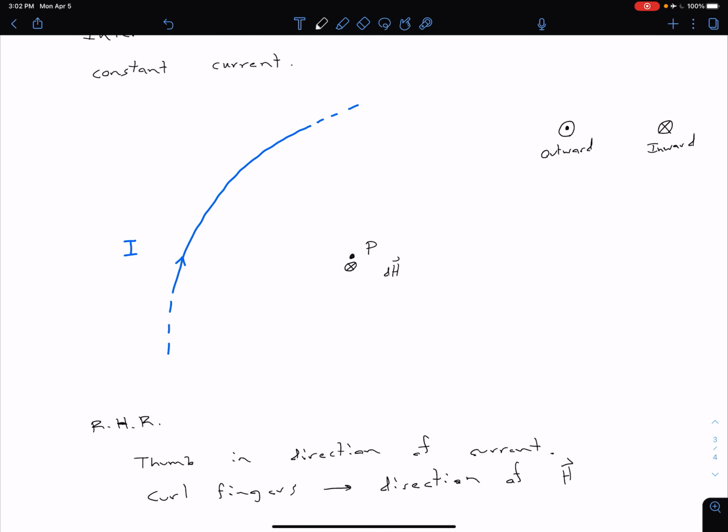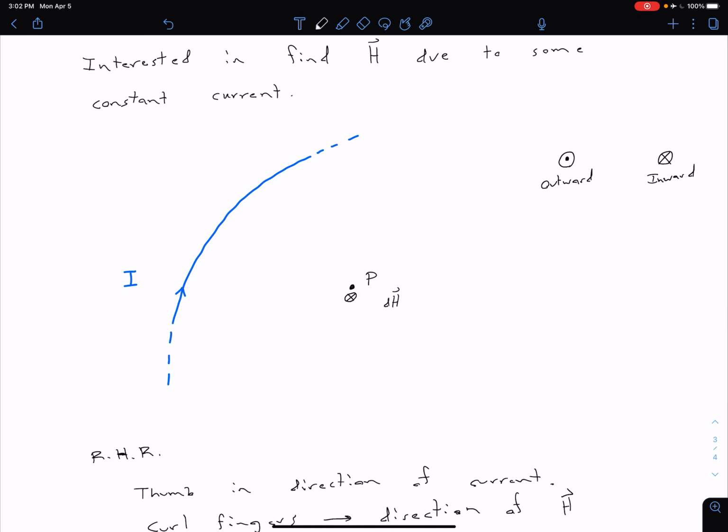A good way to remember this notation, if you're not already familiar with it, is to think about an arrow. If the arrow is coming at us, out of the page, we're going to see the point of the arrow. If the arrow is going into the page, we're going to see something that looks like this. Obviously not 100% accurate, but a nice analogy to help us remember the notation. Okay, so we know the direction of our H.